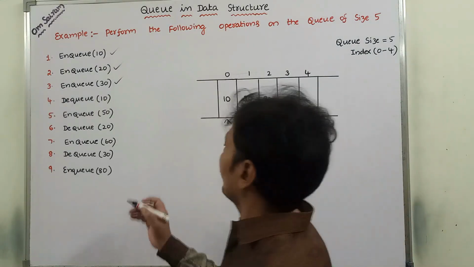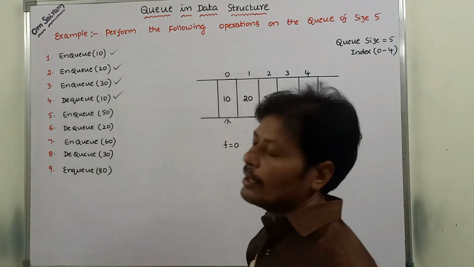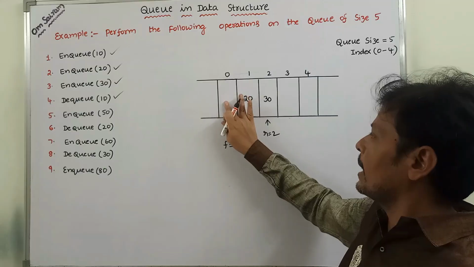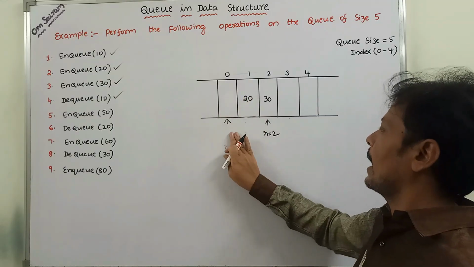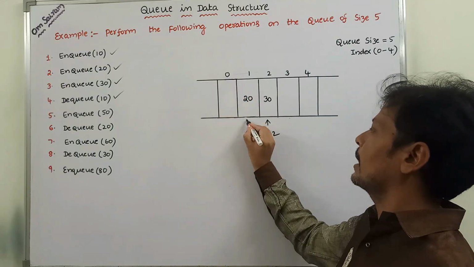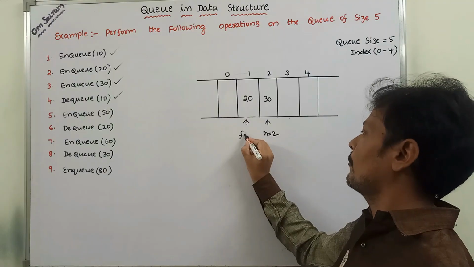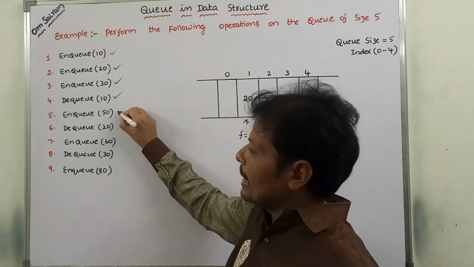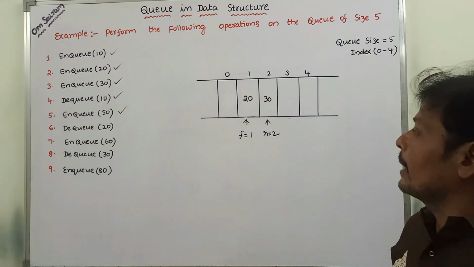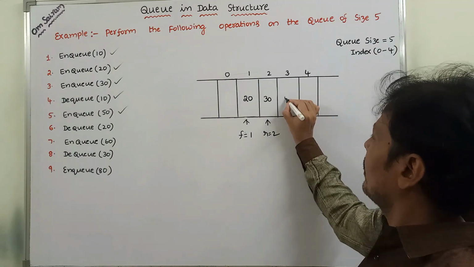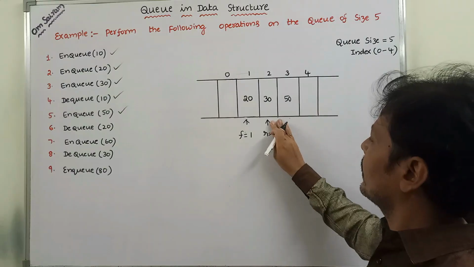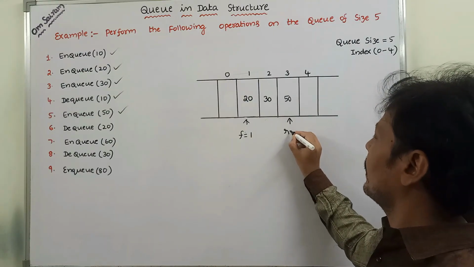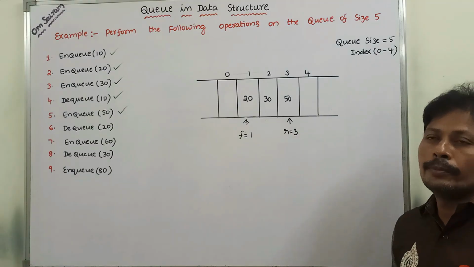Next, we have to perform DQ operation of 10. So now 10 is deleted from the queue. At that time, the front pointer is incremented. So now F is equal to 1. Next, we are inserting element 50 into the queue. So element 50 is inserted into the queue. Hence, the rear pointer is incremented from 2 to 3.